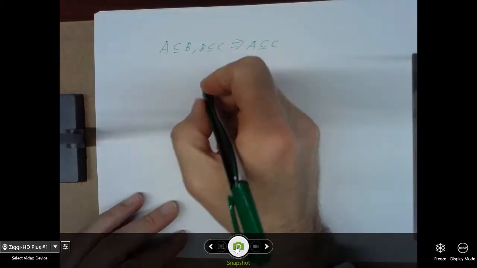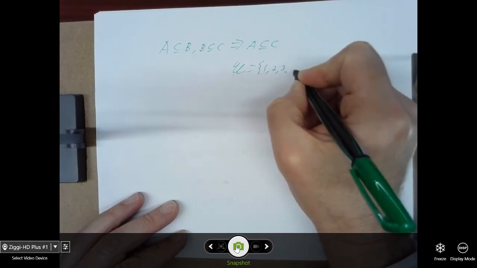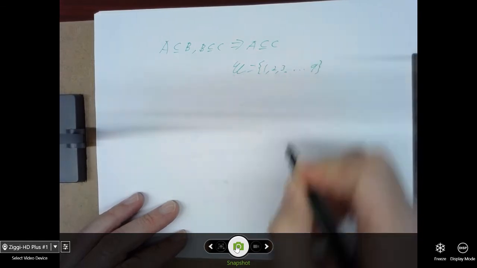So for all of these questions in part 4, we're told what the universe is. So the universe is the integers from 1 through 9. Any sets you come up with, A, B, and C, have got to come from that universe. Don't start putting in dots or letters or things.